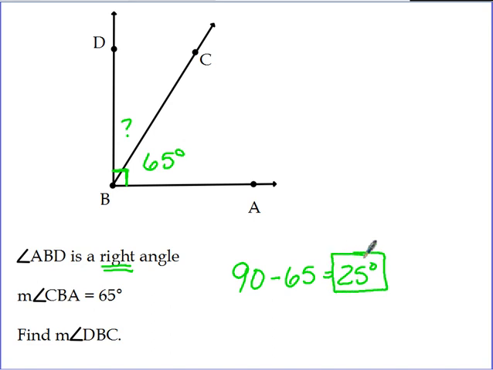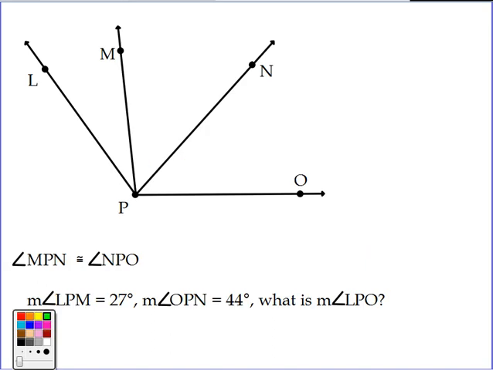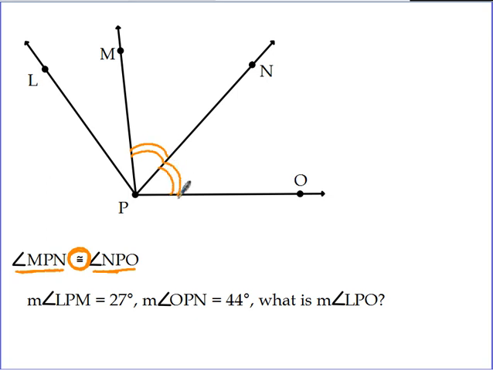Now, these last two examples get a little bit complicated. The first thing that it tells me here is that angle MPN and angle NPO are congruent. And if you remember, congruent means they're exactly the same. So MPN, that's this angle here, and NPO, that's this angle here, they're exactly the same. They have the same measure. So I put these little marks here, two little angle marks, to show that they're the same.